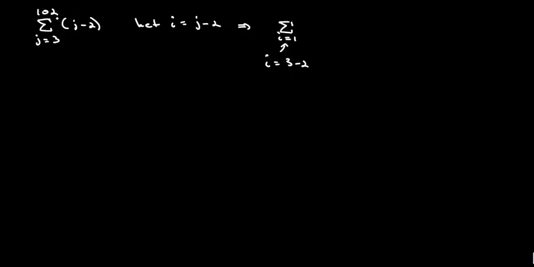And j goes up to 102, so if j goes up to 102, then I must only go up to 100. And now j minus 2 is I. And now we know that this is 100 times 101 over 2. Okay, that's the easiest approach.